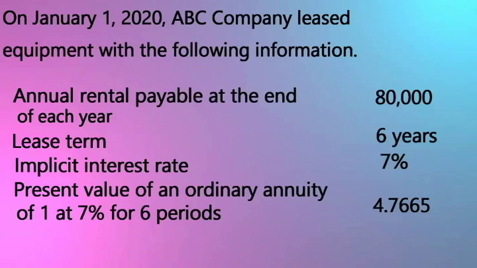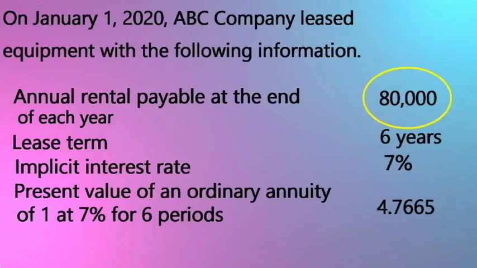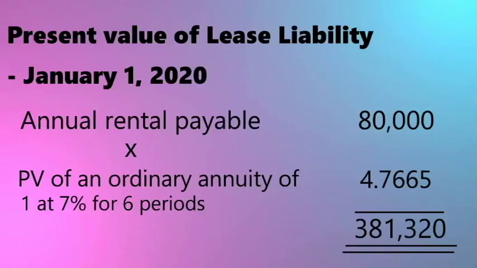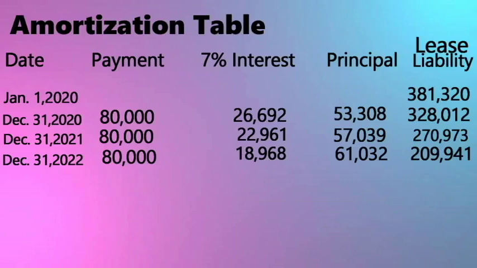Lease payments noong January 1, 2020. It is computed by multiplying the annual rental payable at the end of each year multiplied by the PV of ordinary annuity of 1 at 7% kasi yun yung implicit rate. So, 80,000 times 4.7665 which is equal to 381,320. The second step is we have to prepare a table of amortization.